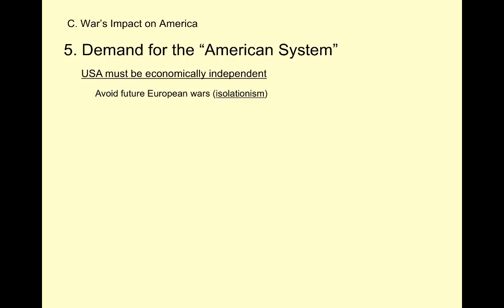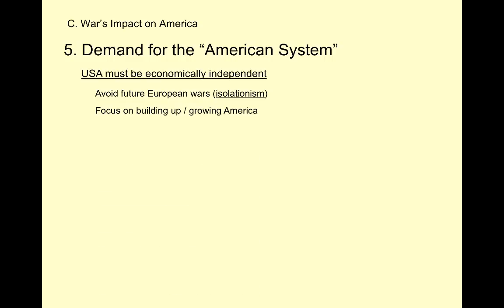We figure that the reason we got drawn into this war is because we were too dependent on trade with England and France. And so if we can develop our own manufacturing in America, farmers can grow crops in America, they can sell them to cities in America, cities can make goods and then sell them to farmers. America will be kind of self-sufficient. We will never have to depend on other countries, and so we don't have to send our ships to some other place. Our sailors won't be impressed. Our ships won't be seized because we just won't be trading with the rest of the world. We will just be trading with ourselves, and this will help us to stay isolationist.